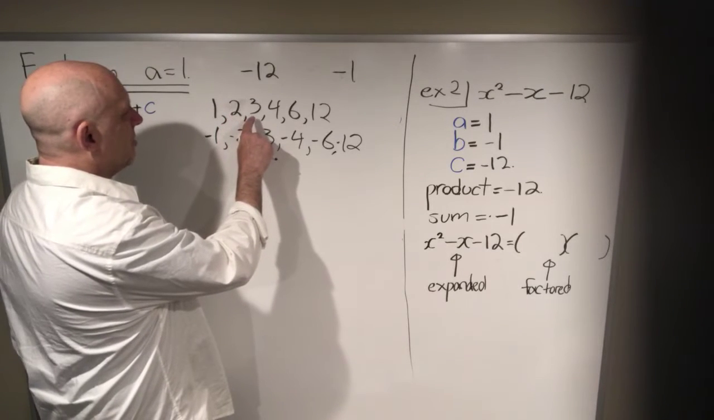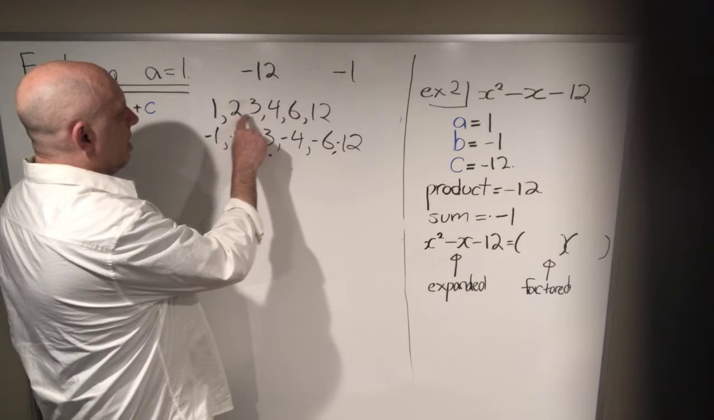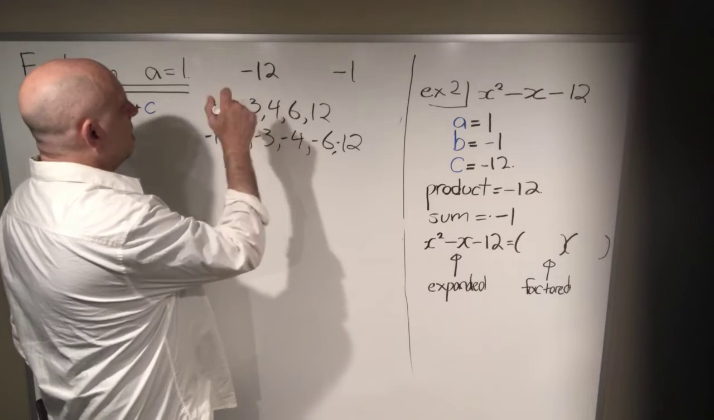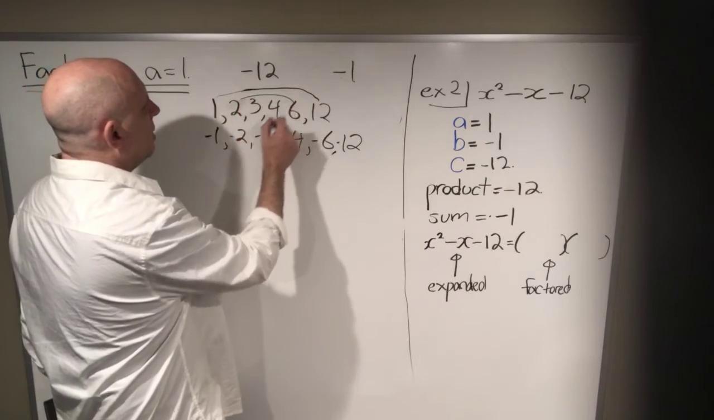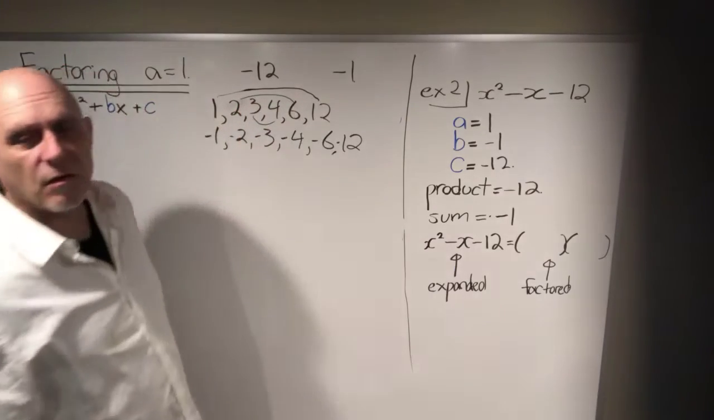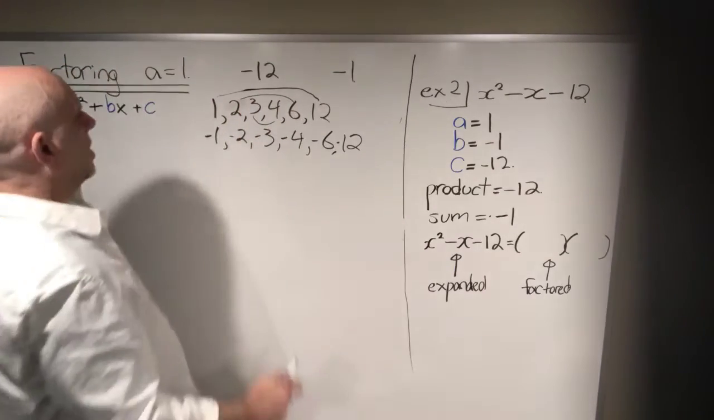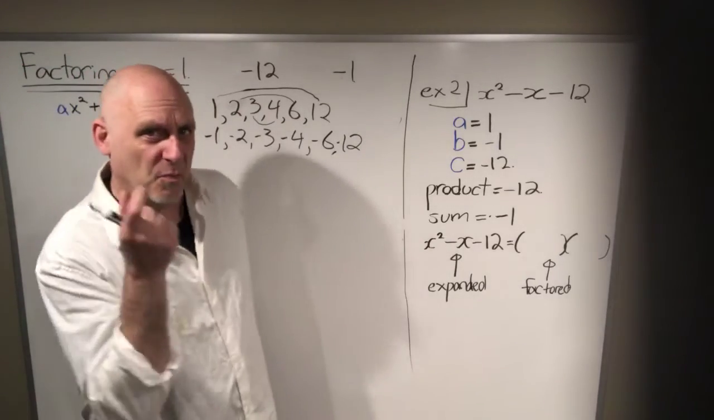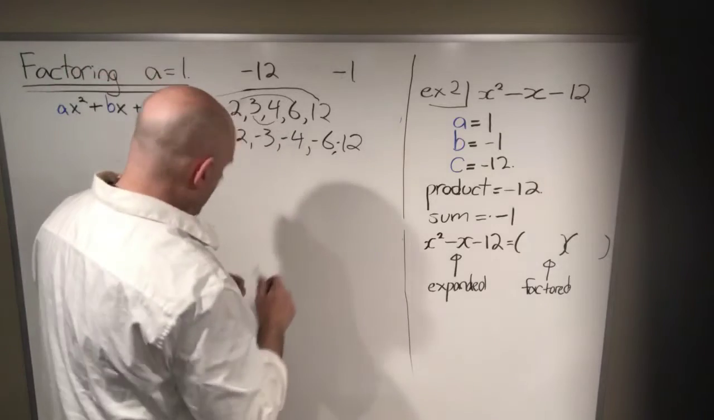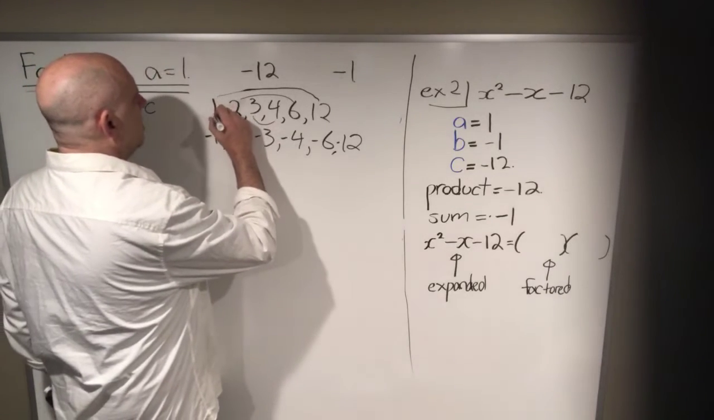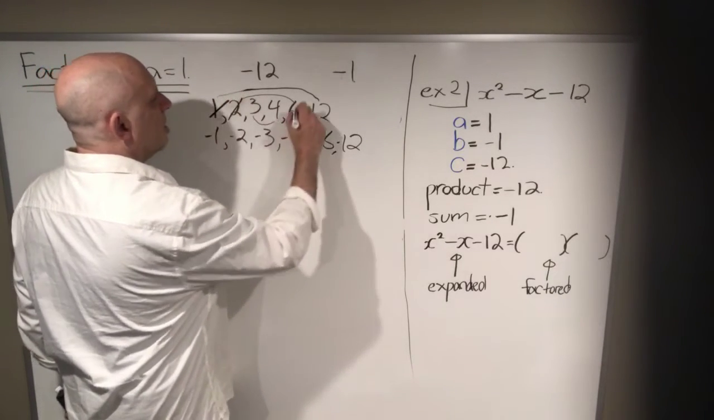Well, the only ones that differ by 1 are 3 and 4. Because let's look at what you multiply: 1 times 12, 2 times 6, 3 times 4. Those are 3 ways to get to 12. So the only one of those pairs that differ by 1 is 3 and 4. So that's why I'm going to cross these off the list.